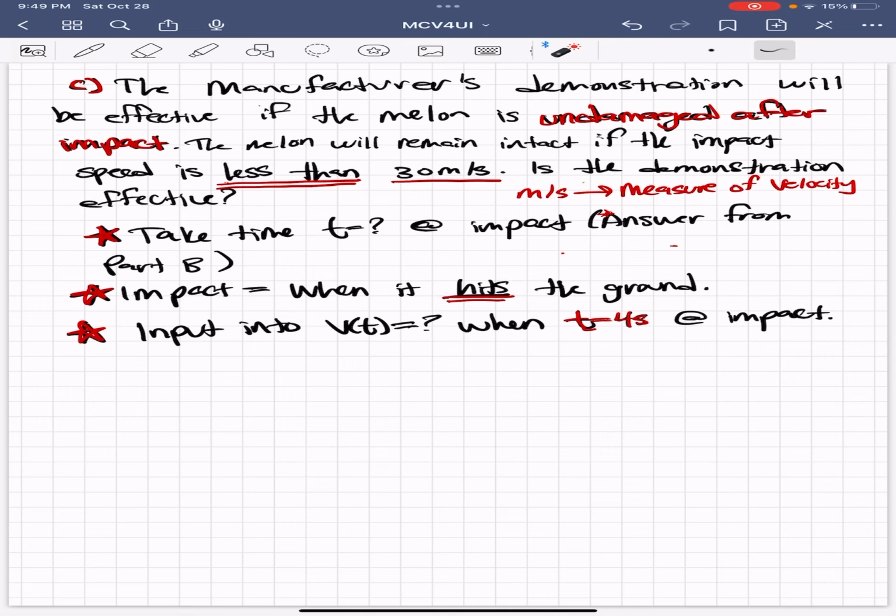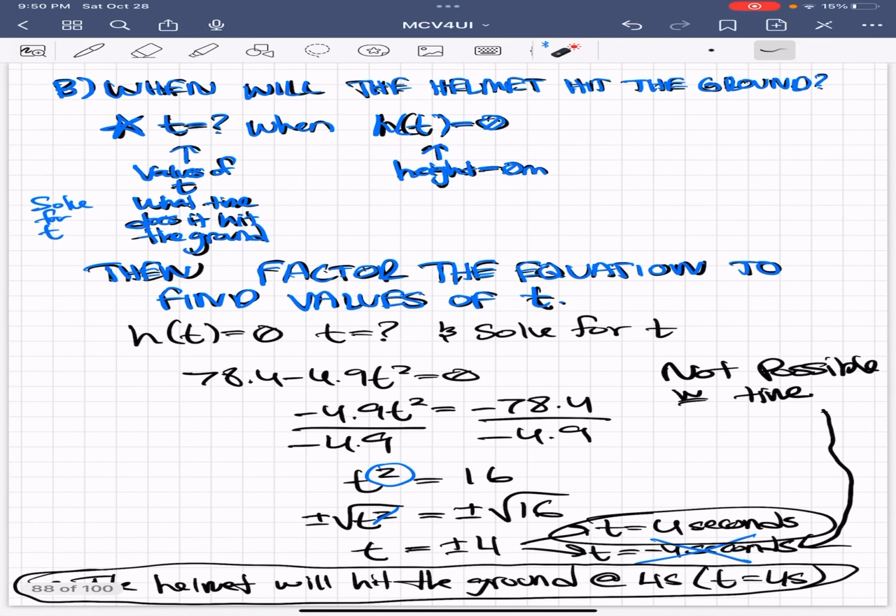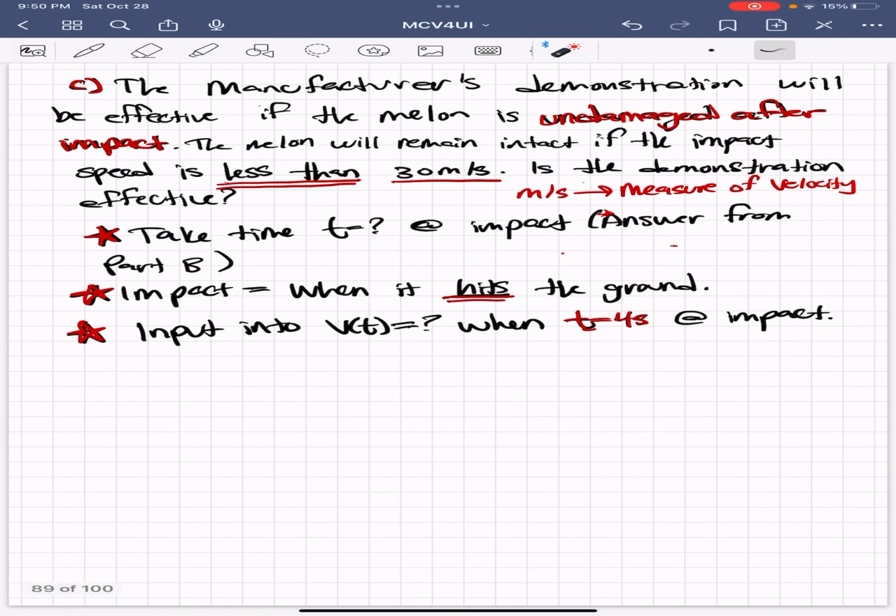So we take the time, t equals what at impact, the answer from part B, and we input it into v of t when t equals 4 seconds at impact. So we take the answer from B. When will the helmet hit the ground? We take the answer from B because that is when the helmet has impact, or when the helmet hits the ground. And we take t equals 4.